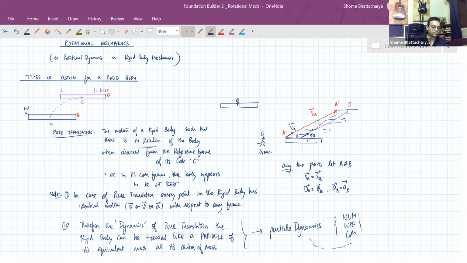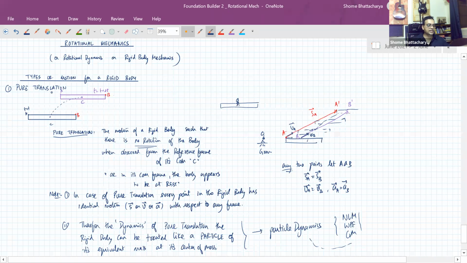Anyhow, before we get into that, just make a quick note of this. This is an important thing, the definition of pure translation. So we are looking at different types of motion of a rigid body. The first type of motion we will see is pure translation. And below is the definition and the explanation of pure translation. How do we recognize whether the motion of a rigid body can be classified as pure translation or not?